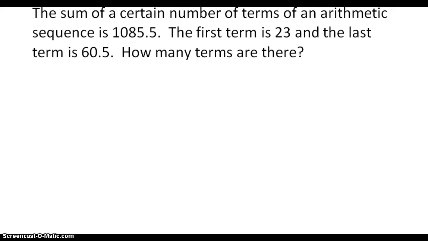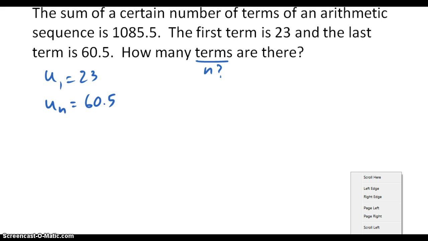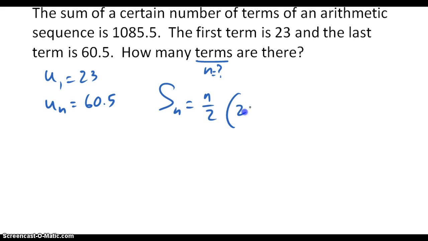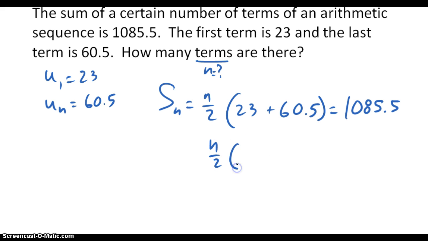So we know that in this case, the first term is 23, the last term is 60.5. We don't know what this n is, how many terms, that's n, right? But we do know the sum of n is n over 2 times the first term plus the last term. We also know that that is 1085.5. So now we just need to find this n, right? This equals this. So that means it's n over 2 times, in this case, 60.5 plus 23, which is 83.5, right?